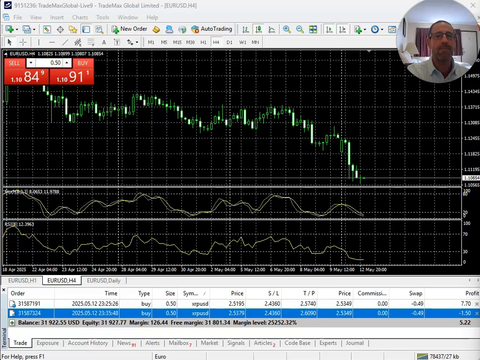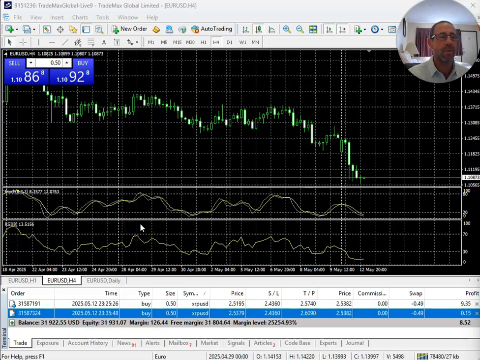All right, first up, what's a pip? A pip stands for percentage in point or price interest point. Basically, it's the smallest price move a currency pair can make. In most currency pairs, a pip is the fourth decimal place. So if the euro dollar moves from 1.1000 to 1.1001, that's a 1 pip move, right?